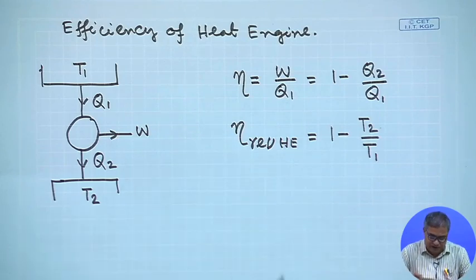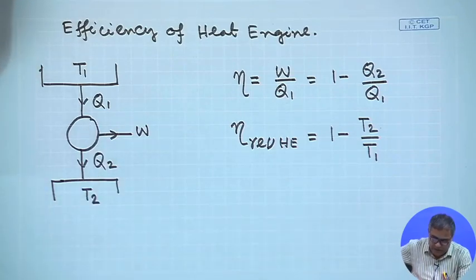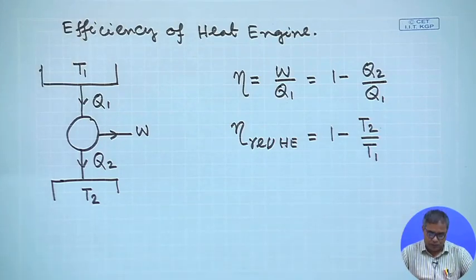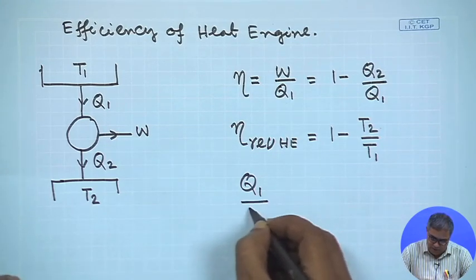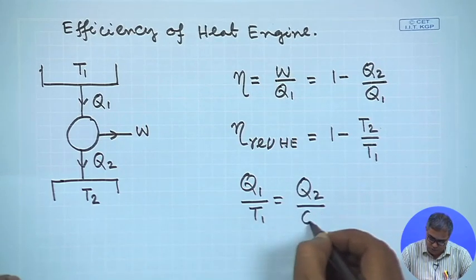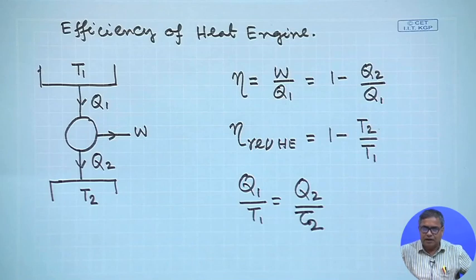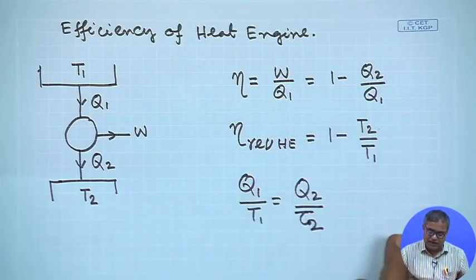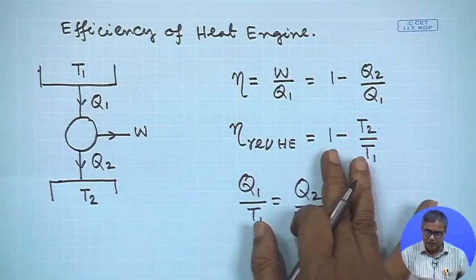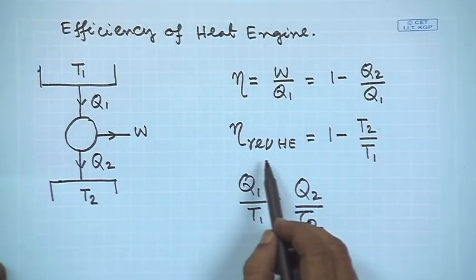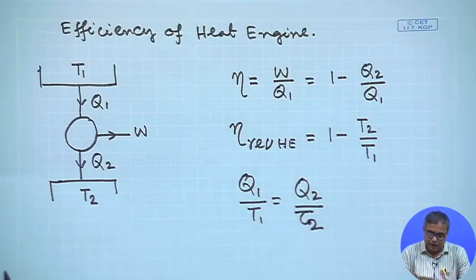Basically, if the engine is operating reversibly, then the heat transfer processes are also taking place reversibly. Then for a reversible heat transfer process, what we get is this: Q1 by T1 is equal to Q2 by T2. This can be seen in any book of thermodynamics, and from that it logically follows that the efficiency of a reversible engine will become 1 minus T2 by T1. So, now you see that the higher the T1, the more will be the efficiency of the reversible engine.